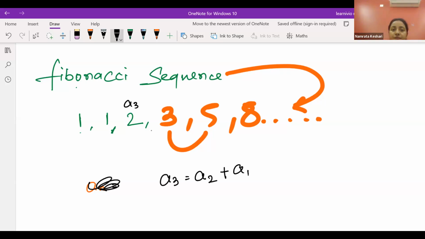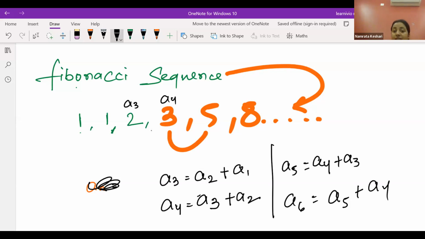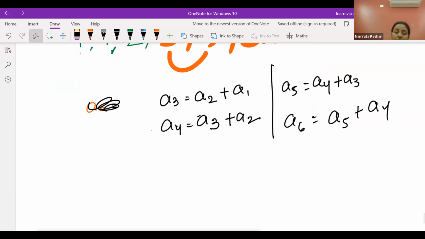Yes or no? Okay, the fourth term is the third term plus the second term. The fifth term is the previous one, the fourth, plus the one before, the third. The sixth term is the fifth term plus the fourth term. So what will be the nth term? Let's create a formula for the nth term. If we have to write the nth term, then can I say the previous to the nth term will be the (n minus 1)th term?